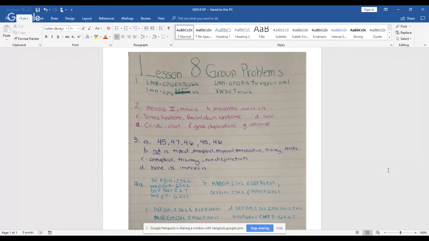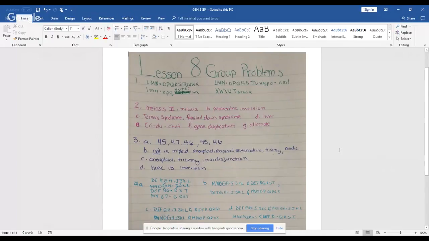For C, it asks how many chromosomes would be in humans with the following conditions. For Turner syndrome, it would be 45, Jacobs 47, the Cri-du-chat is still 46, familial Down syndrome is 45, and then type A hemophilia is 46 still.